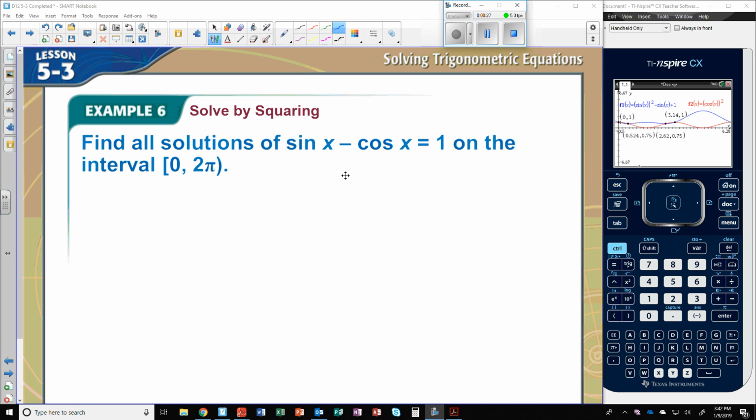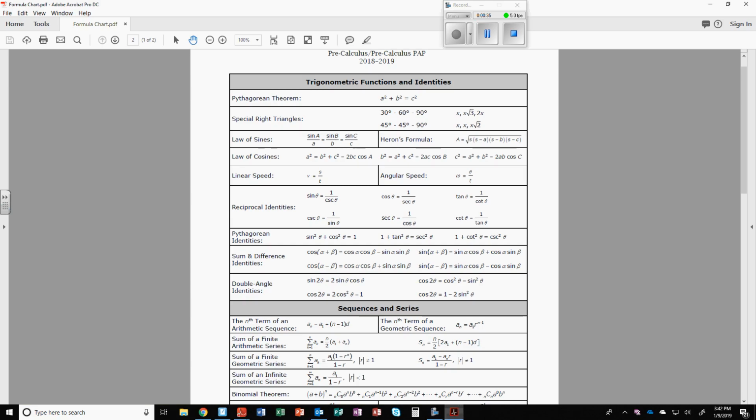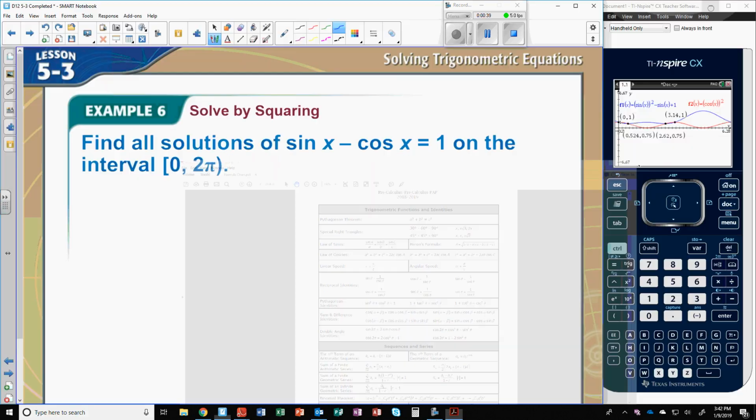So here it says solve by squaring. It kind of gives it away what we need to do. But this is kind of looking like a Pythagorean theorem, except notice that it should be sine squared plus cosine squared equals 1. That's not what we have. So here's what we're going to do.